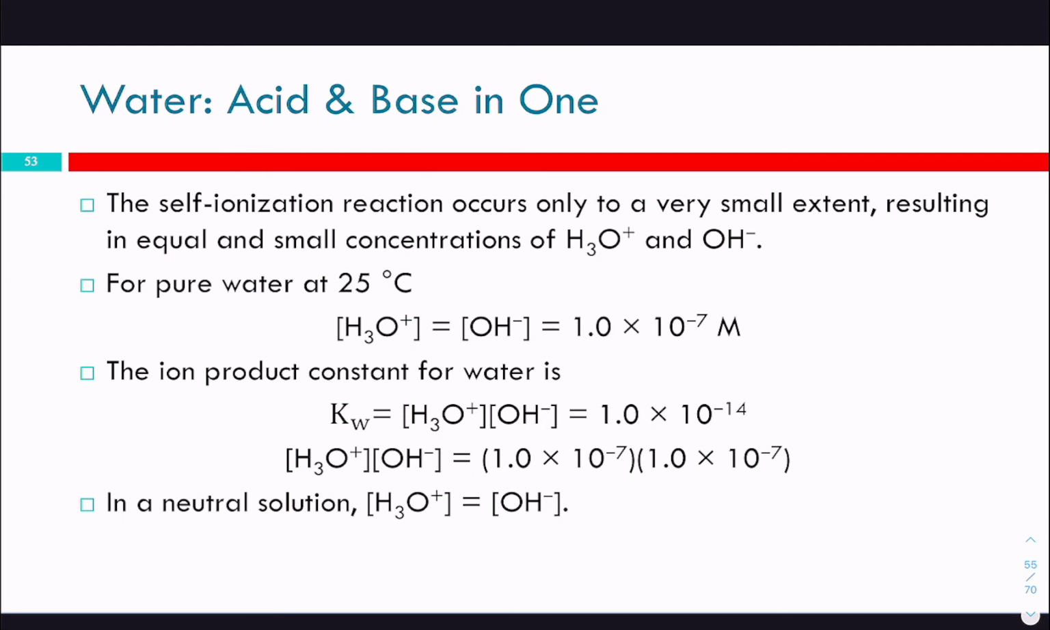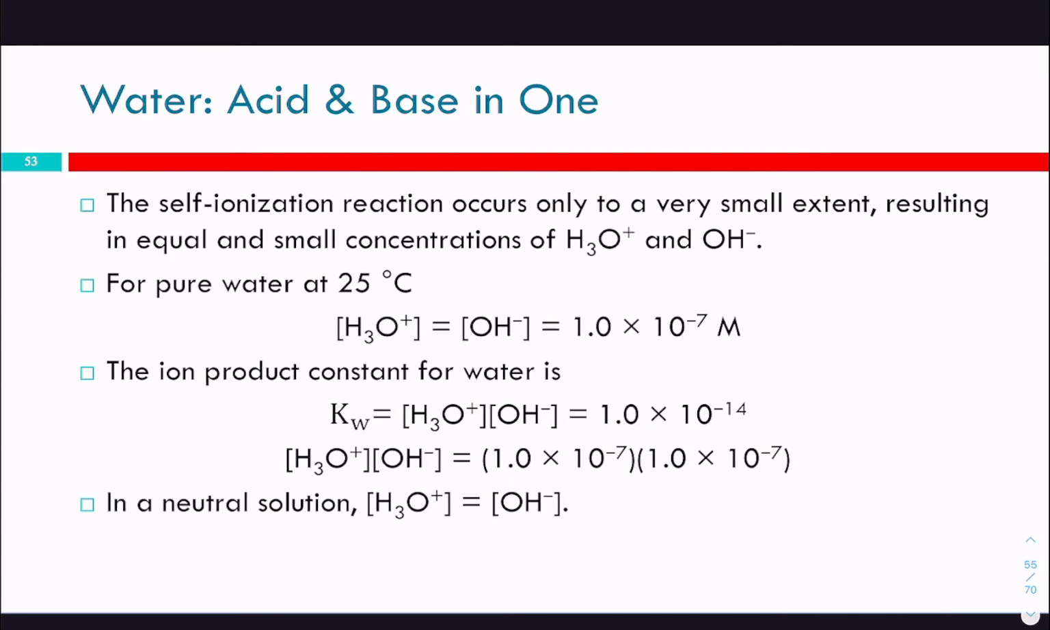We'll talk about equilibrium constants in the next chapter, but this ion product constant is an equilibrium constant. When you take the concentration of H3O plus, multiply it by the concentration of OH minus, you get 1 times 10 to the negative 14. So that's a constant for water. When it's neutral, they're both 1 times 10 to the negative 7.